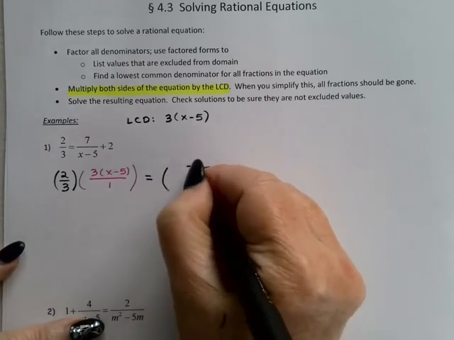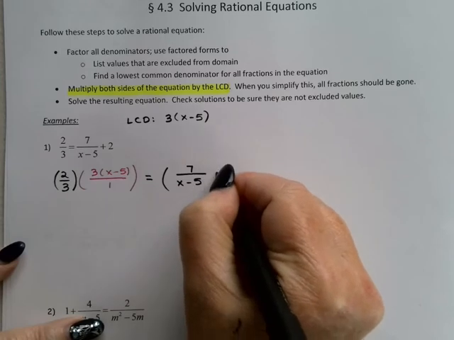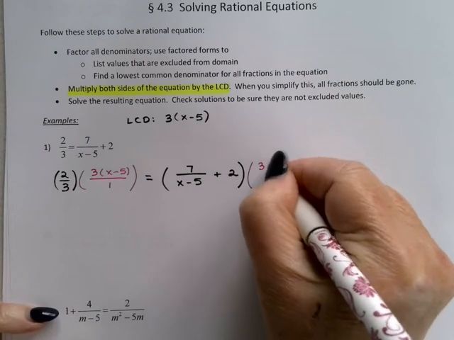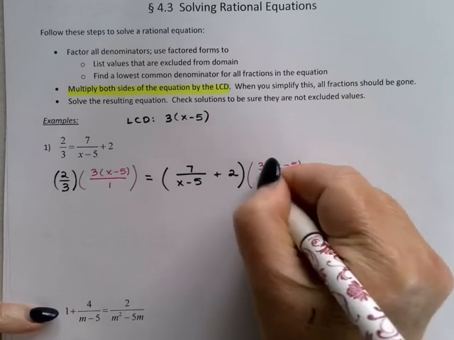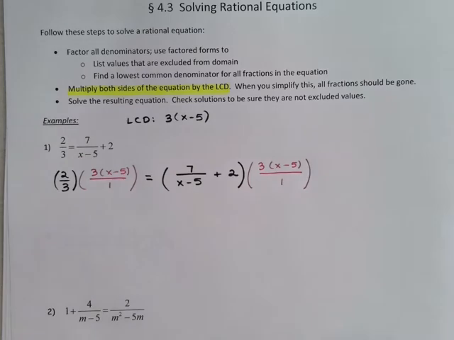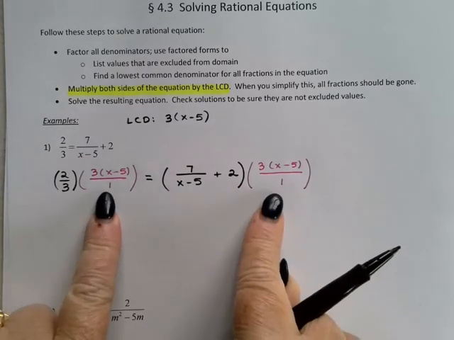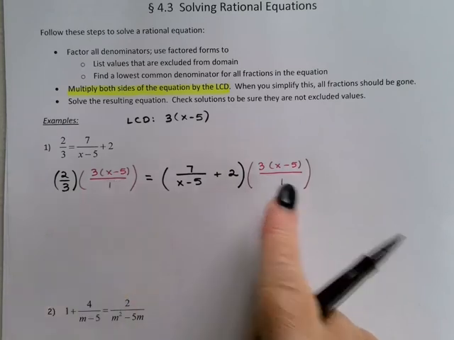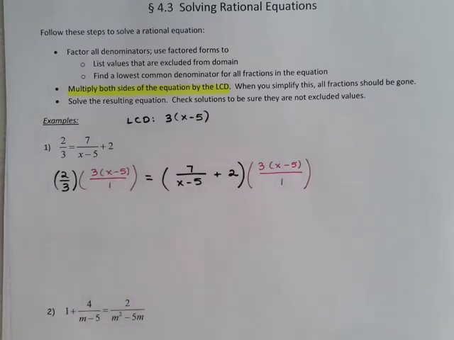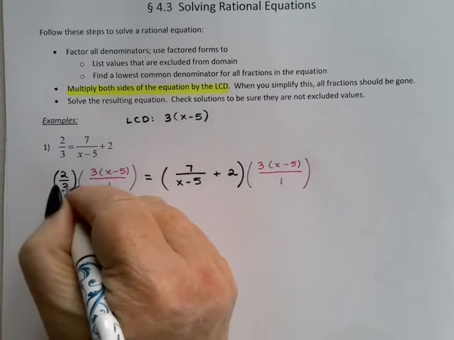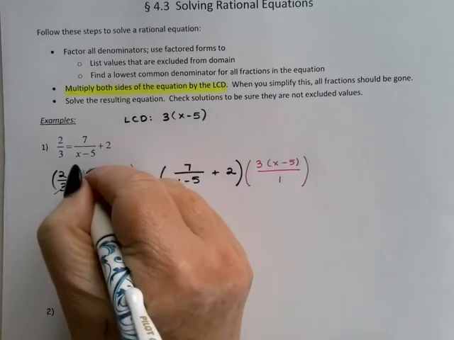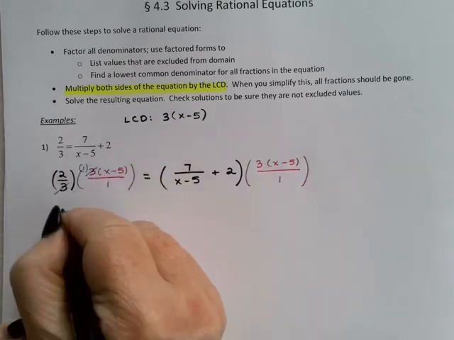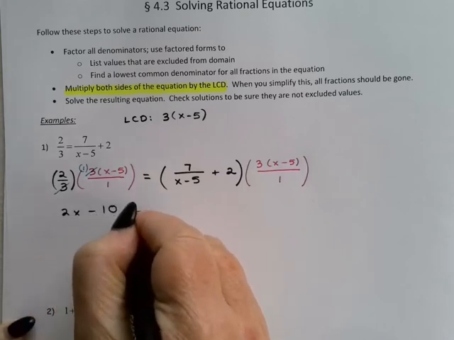I'll do the same thing on the other side. I'm going to multiply by 3 times x minus 5, the LCD. And I can always put that over 1. So again, notice I have not violated any rules of algebra. I've multiplied both sides of the equation by the same thing. All right, over on the left, these are factors, so I could divide out those 3's. That's just a 1. And if I distribute the 2, I now have 2x minus 10.